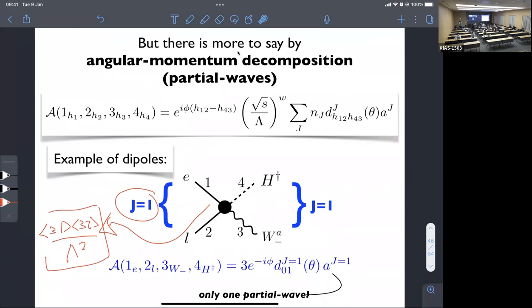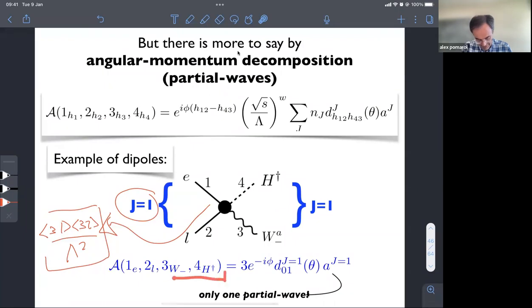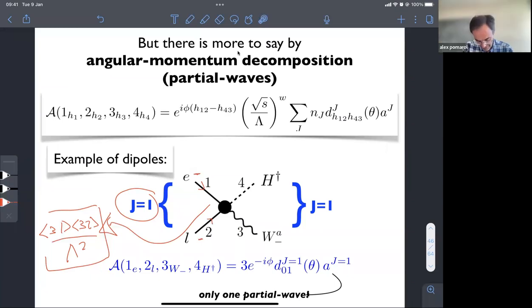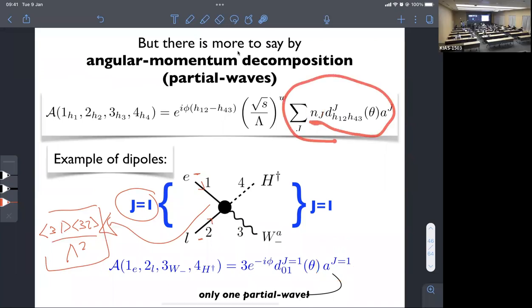formula, the coefficients AJ and NJ don't depend on the helicities of the particles. Sorry, what depends? The helicity of the particles here is fixed. In the above formula, there are coefficients AJ and NJ.